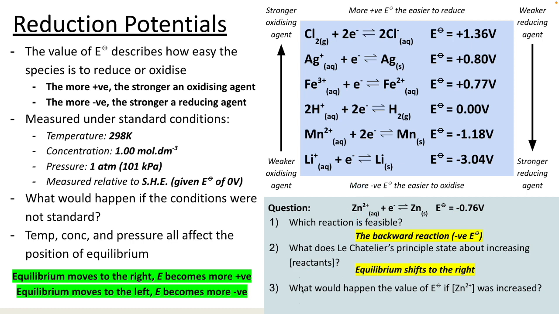So now to the important part for today's lesson: what would happen to the value of the reduction potential if the concentration was increased? Well, it would no longer be at standard conditions, so we wouldn't have a plimsoll there. But we've just said that we're driving that forward reaction. We know that the forward reaction makes it more positive. So that reduction potential would become more positive. But crucially, we're no longer at standard conditions, so we would just designate it as an E.